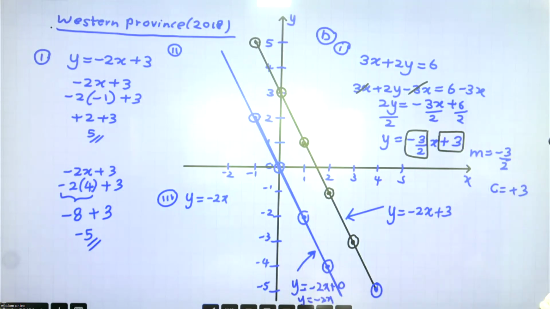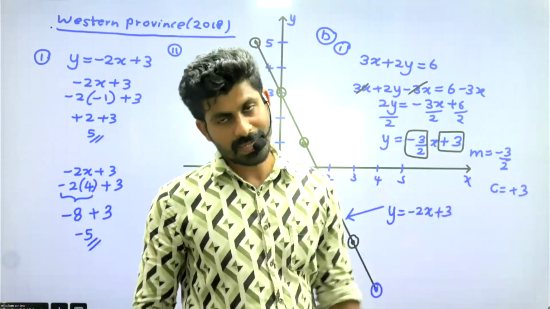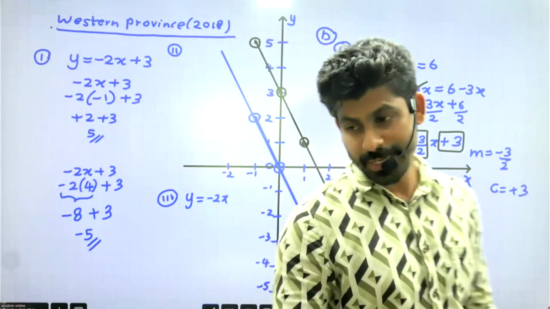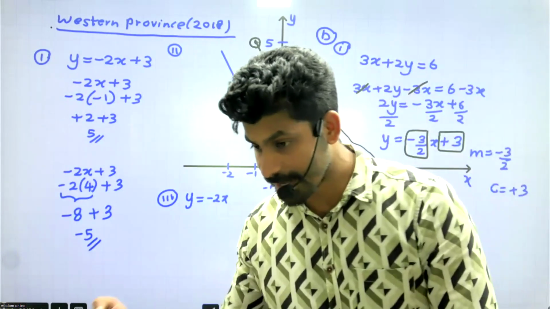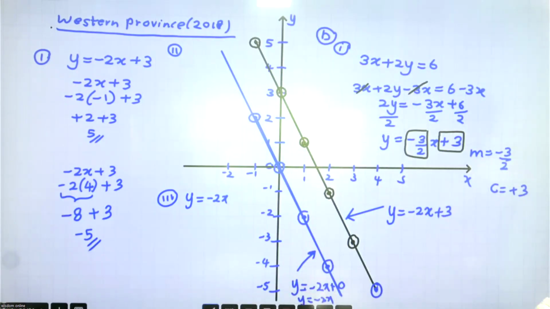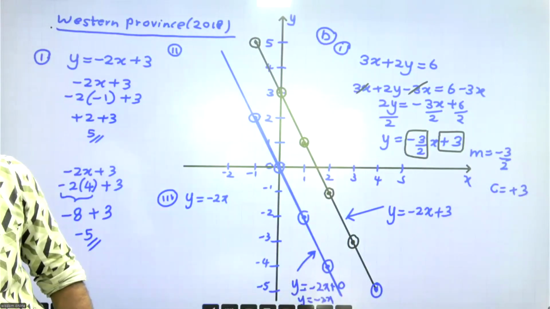Intercept means, what is the last number? That is plus 3. Gradient means, what is the coefficient of x. Ask what the coefficient of x is. Right? Quickly complete this one. Hurry up.